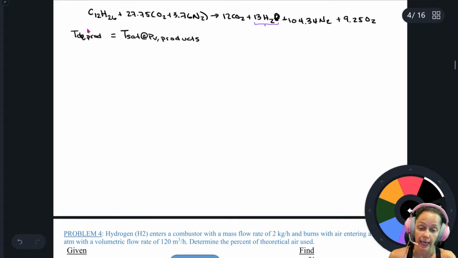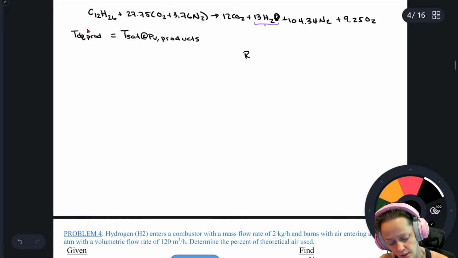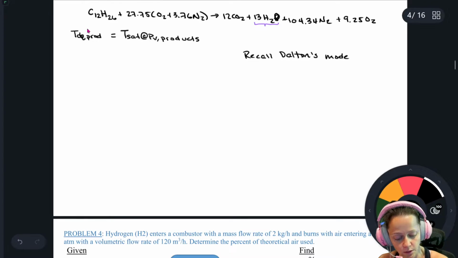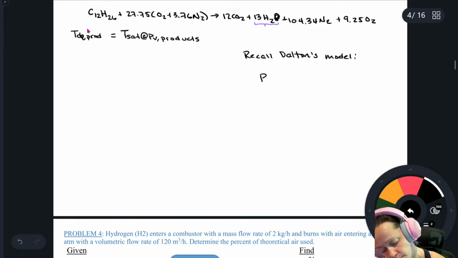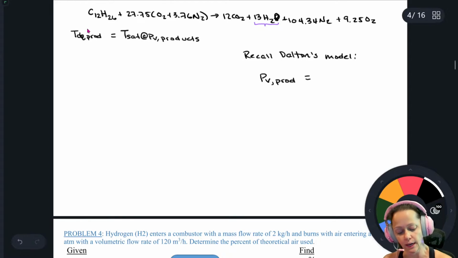And so I need to figure out what that vapor pressure is. Well, for Dalton's model, what did Dalton's model say? It defined those partial pressures. So P_v, in the products, is a function of our mole fraction times the overall pressure. Again, it is in the products.